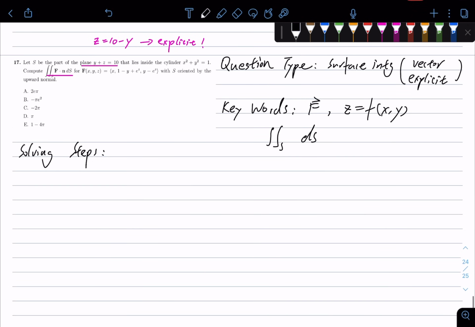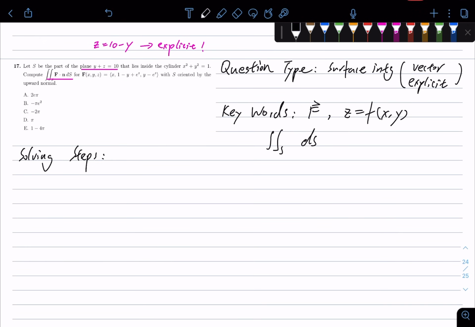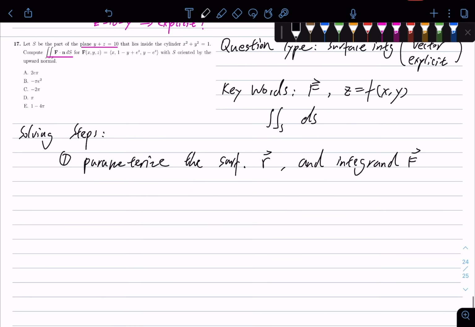Okay, so the first thing to do is we're going to parameterize. Again, for line integrals and surface integrals, the first thing that you need to do is parameterize. I cannot stress this enough. You gotta parameterize before you do line integrals and then surface integrals. So first of all, parameterize the surface R as well as the integrand F. So y plus z equals 10.